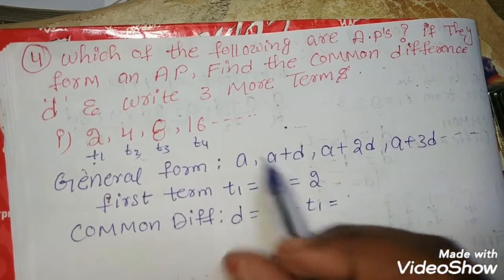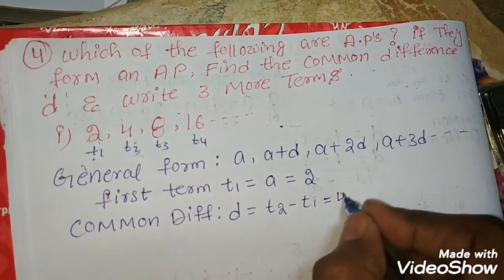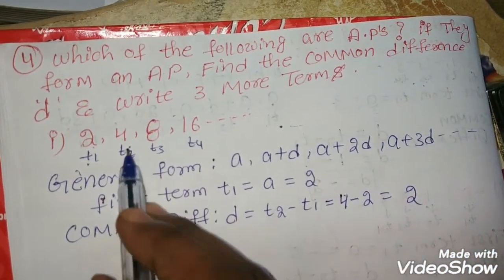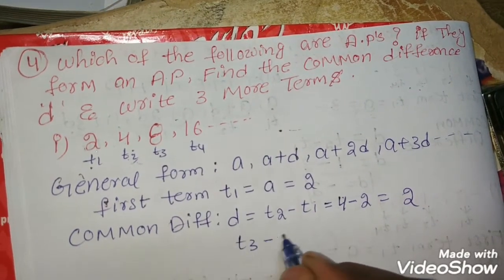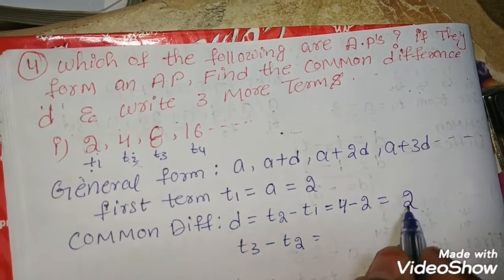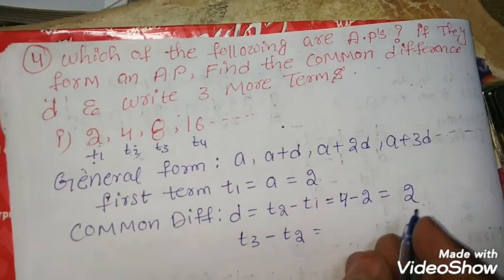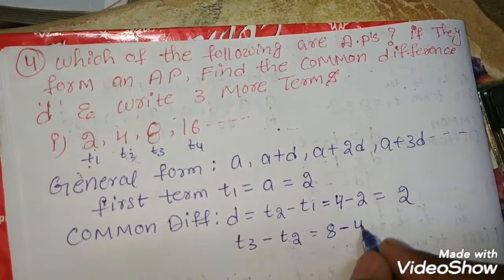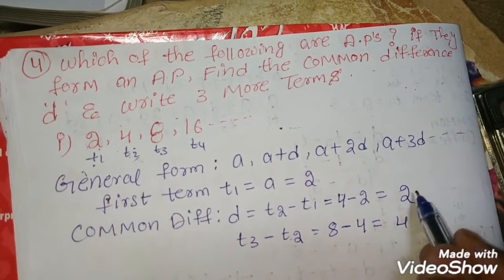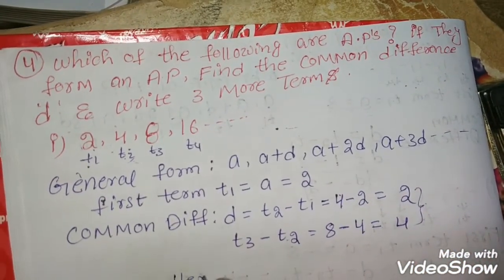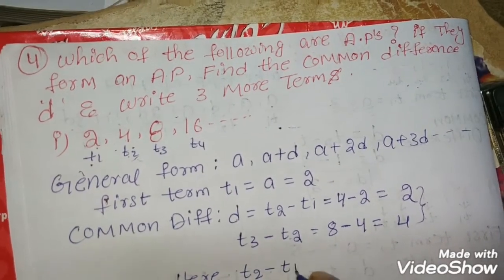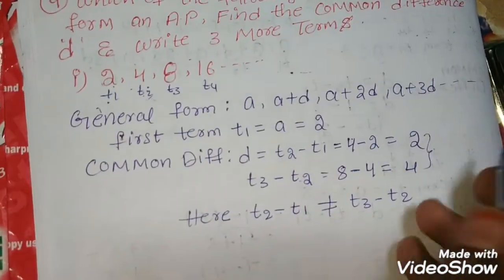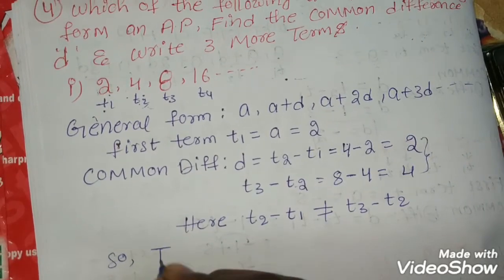Yeah. What is T2 here? 4 minus 2. What do we get? 4 minus 2 is 2. And again you have to check the common difference as T3 minus T2. If you get the answer 2, then this is an arithmetic progression. Otherwise not. Okay, what is T3? 8 minus, what is T2? 4. 8 minus 4, what do we get? 4. See, no match, right? Here T2 minus T1 is not equal to T3 minus T2 because 2 and 4 are not equal. So what do we have to write here?